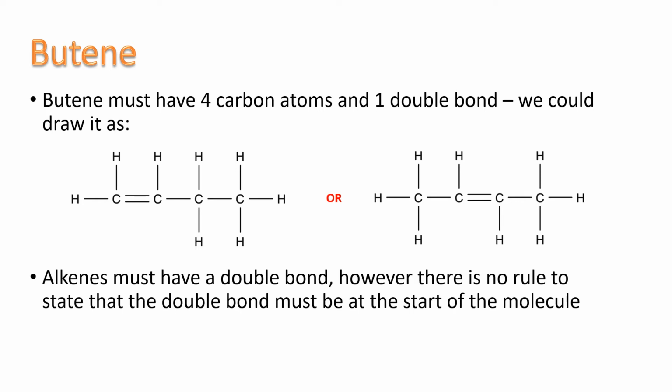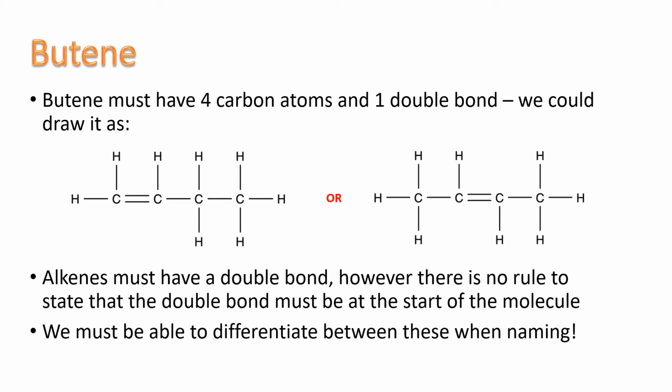All we've ever said about alkenes is that they must have a double bond, but there's no rule to say that the double bond has to be attached to the first carbon atom in the molecule. So both of these molecules would be acceptable as butene, but they're not quite the same. And so we must be able to differentiate between the two when we name them. They cannot both just be called butene.